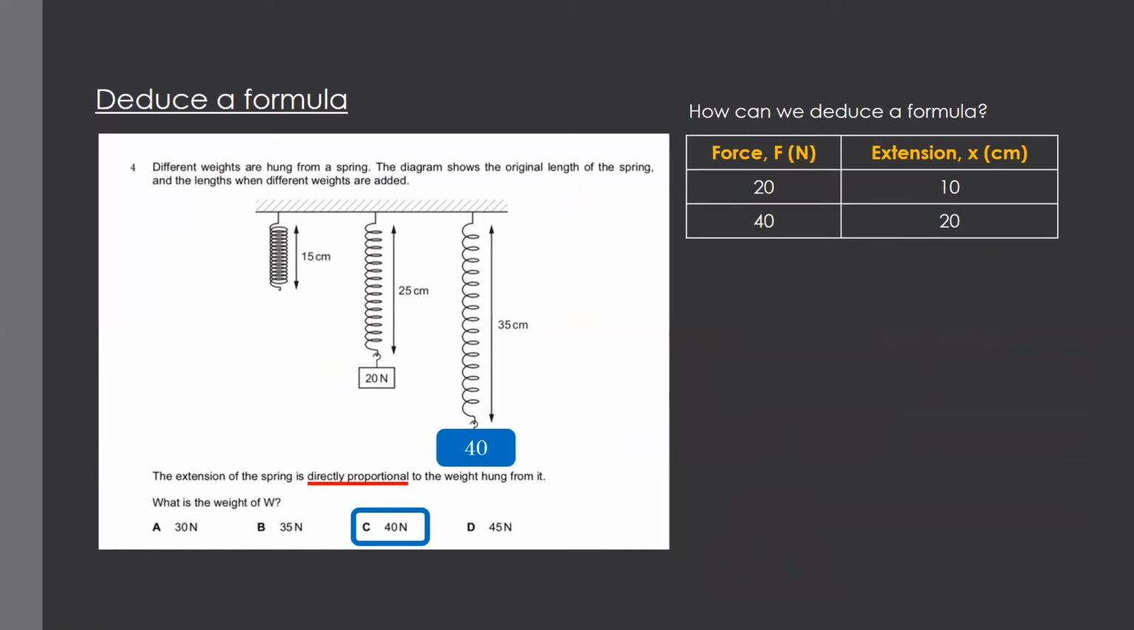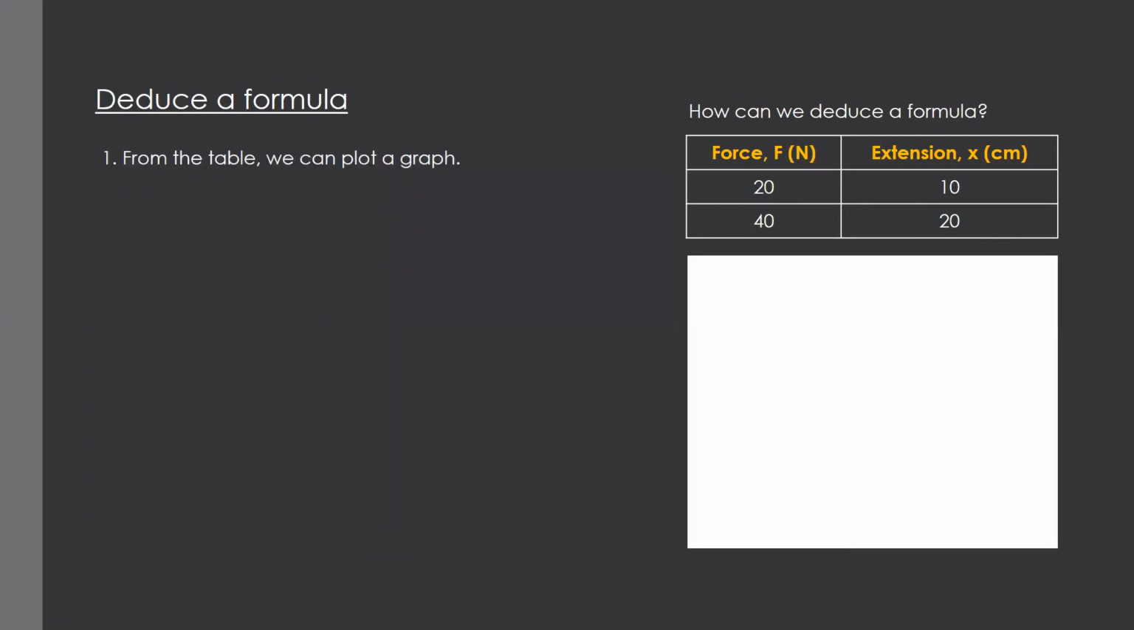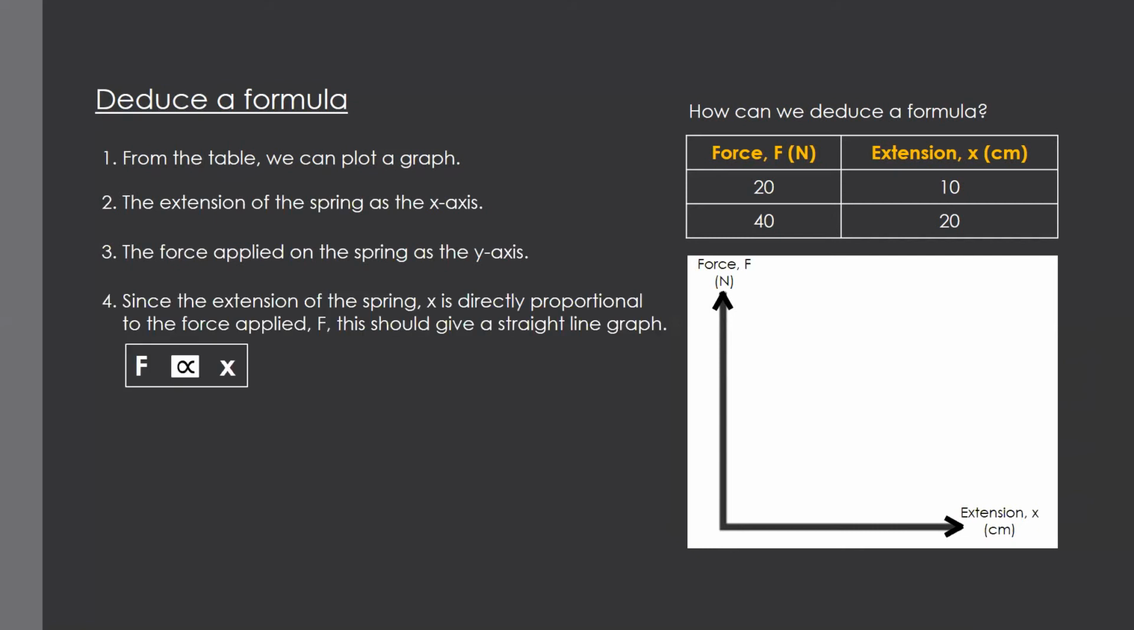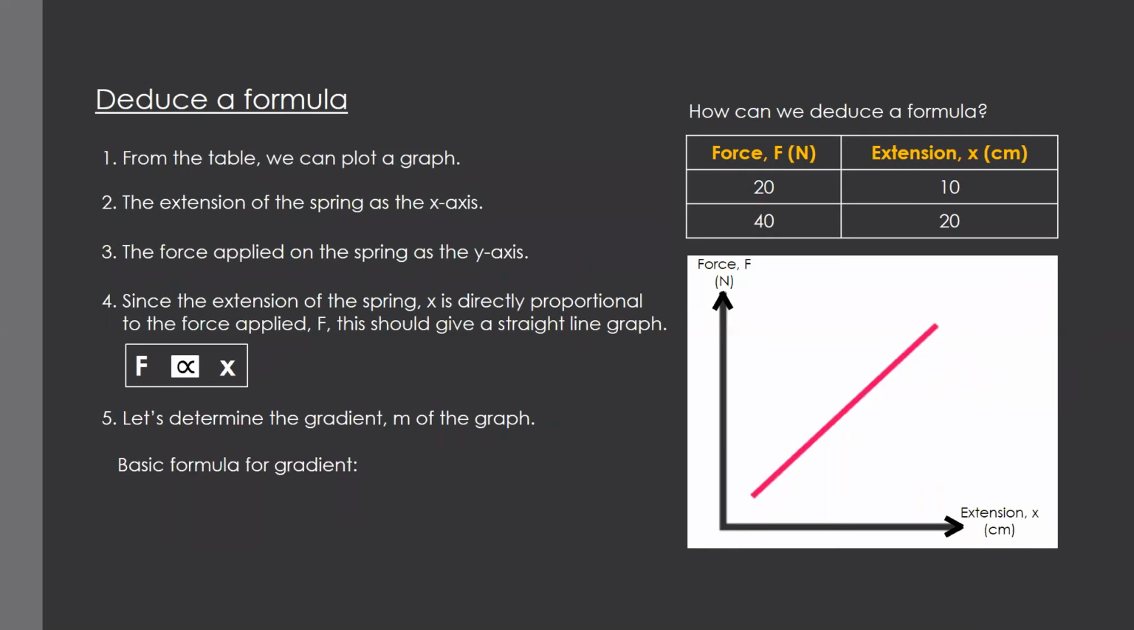Now, from this simple practice, we can deduce a formula to lead us to a law on spring in physics. Since we have all the values needed here, we can use this to plot a graph: the extension of spring as the x-axis and the force applied on the spring as the y-axis. Since the extension of a spring is directly proportional to the force applied, this should give us a straight line graph. Now, let's determine the gradient of the graph. We use the basic formula for gradient, which is y2 minus y1 divided by x2 minus x1.